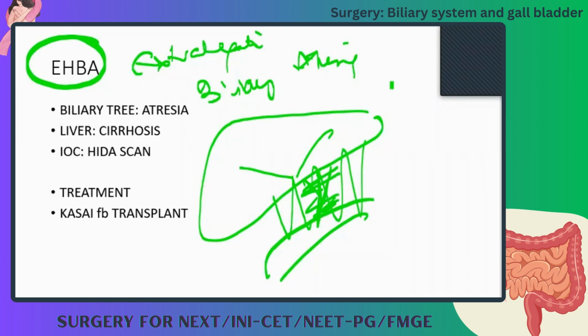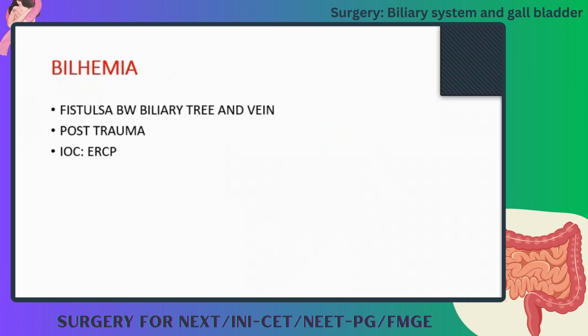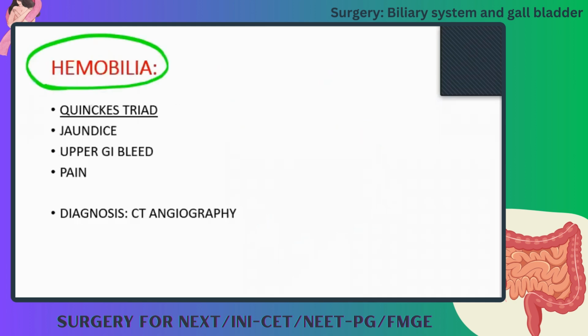Yes, sir. Okay. So next, hemobilia. What is hematuria? Blood in urine. Hemobilia is blood in bile. So there is a triad called Quincke's triad here: jaundice, upper GI bleed, and pain. Diagnosis is, it is bleeding, so angiography should be done.